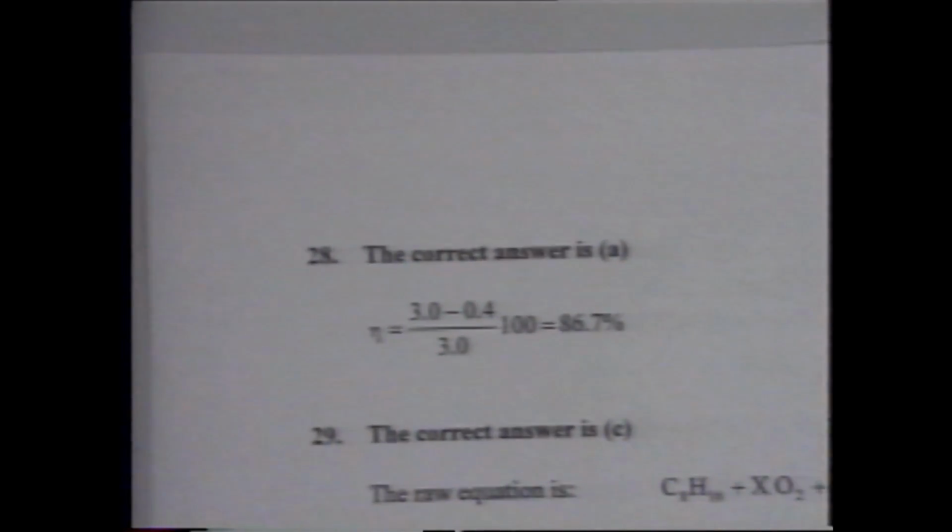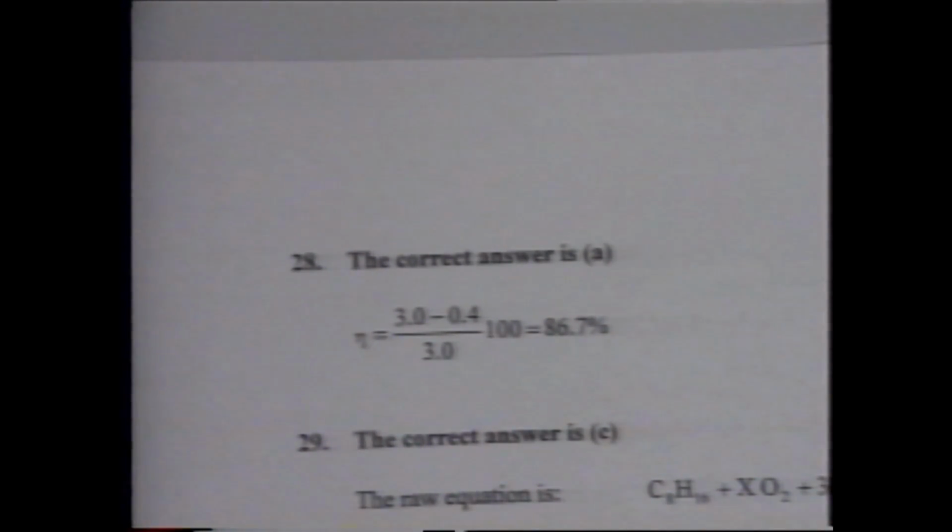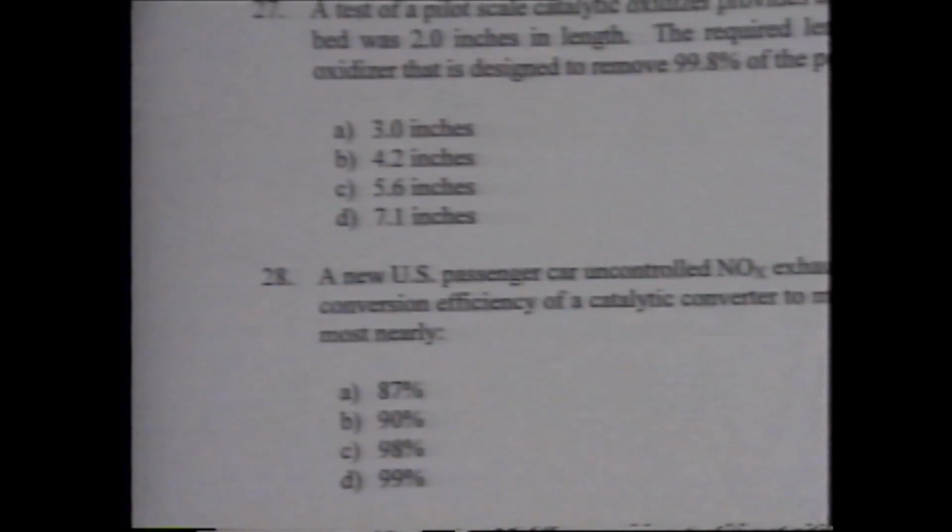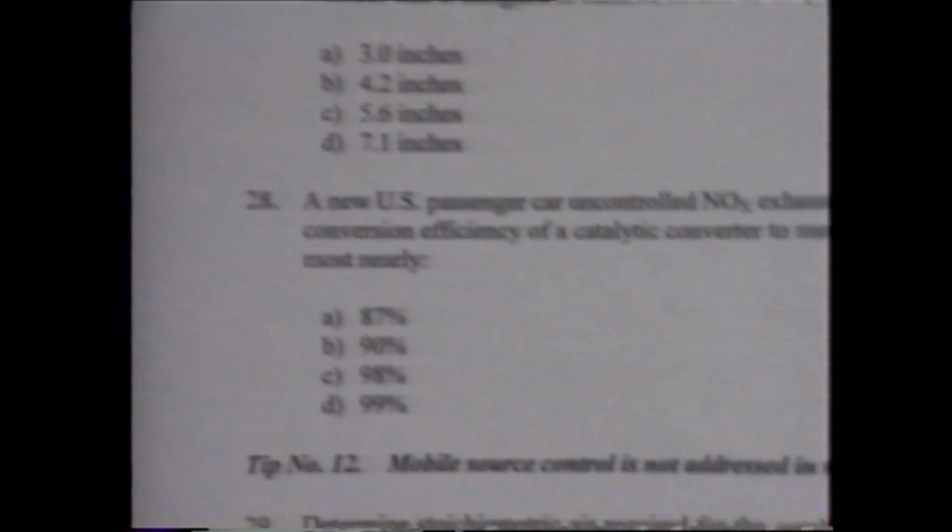So here's the solution, very simple. 3 grams per mile minus 0.4 grams per mile, divided by 3 grams per mile, and that will be the removal efficiency or conversion efficiency, 86.7%. Closest answer available is 87%. Notice the hint right below that. Mobile source control is not addressed in much detail in the PE exam.